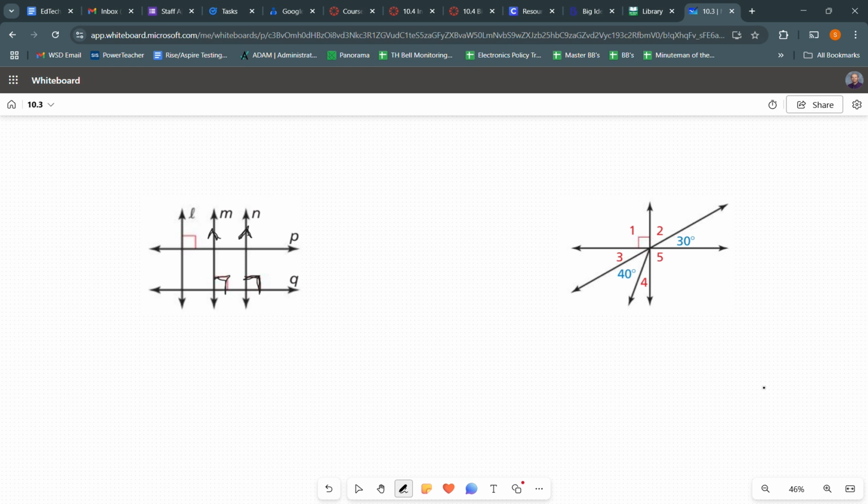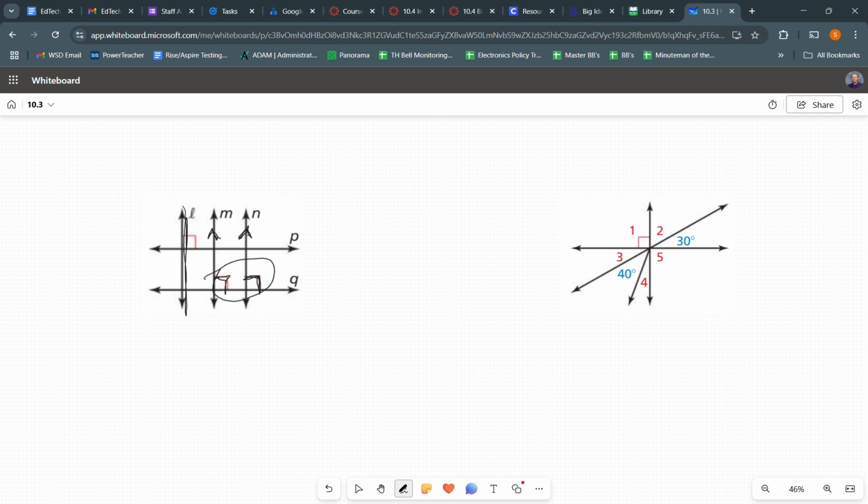Now, the diagram makes it look like this is parallel to those other two, and it also makes it look like P and Q are parallel to each other. However, this 90-degree angle is not in a position where we can compare it to these two 90-degree angles, because it's not on the same transversal as those. We can see that that angle on the top is part of line P as a transversal, and then these two are part of line Q as a transversal. Since they do not share a transversal, we cannot determine whether or not they're parallel.